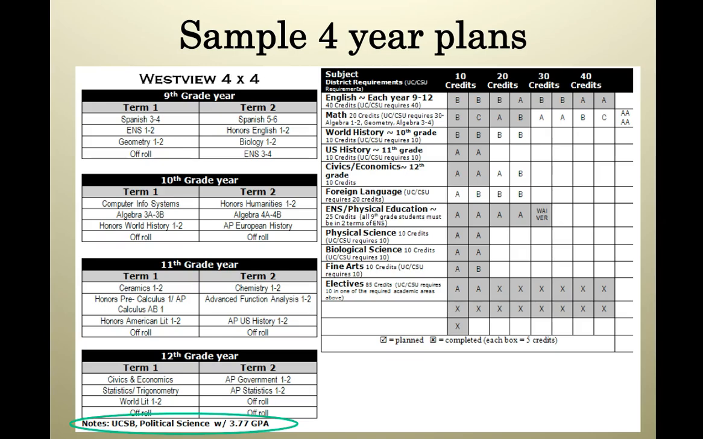Finally, we have offered some sample four-year plans for you to look over. You can see that the students have filled in their classes from 9th through 12th grade and the grades they received in each of these classes. Below, you will see circled in green that this student attended UC Santa Barbara, majored in political science, and completed high school with a 3.77 GPA. If you would like to follow a similar path, this may be a good guide for what you're looking to do for your time at Westview.